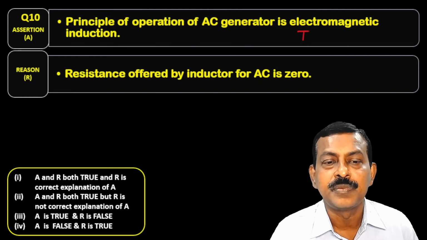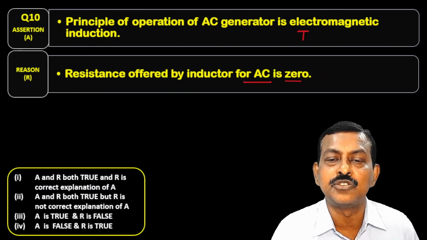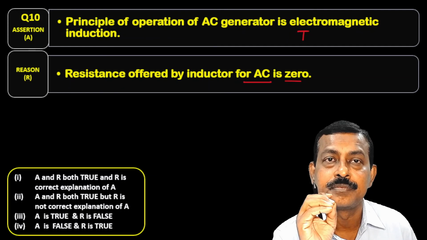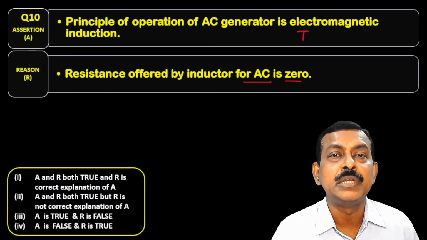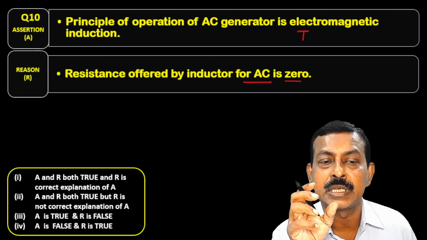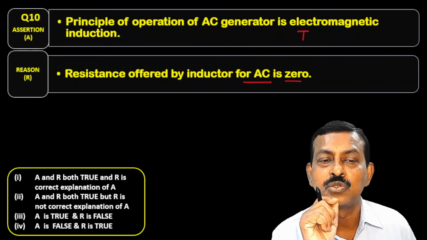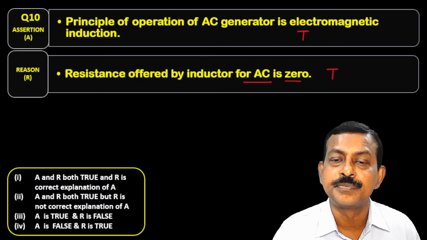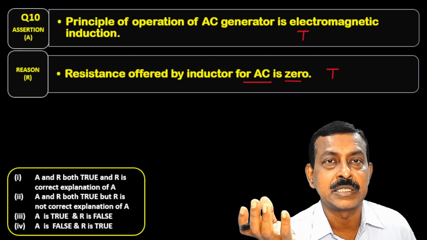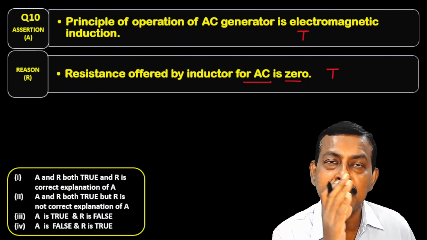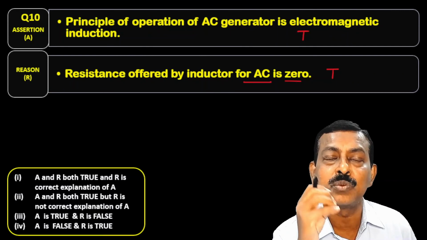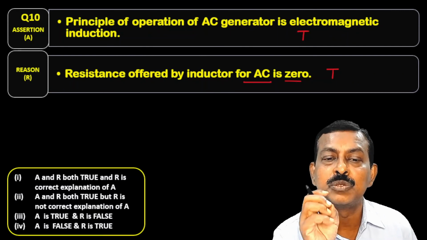And the second part is: resistance offered by an inductor for AC is 0. If I consider an ideal inductor, there will be no ohmic resistance. So in that particular case, as it is the word resistance, obviously this is true. And an inductor will offer impedance in practical cases, so it will have the resistance as well as the inductive reactance. And if I assume that ohmic resistance is not there, it will be the inductive reactance which will be offered to AC.